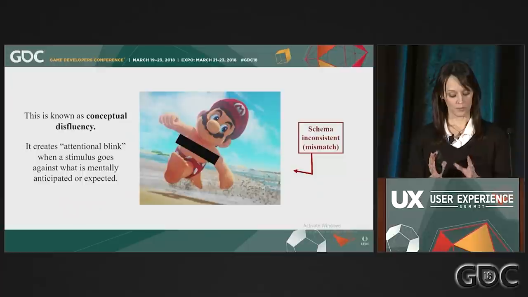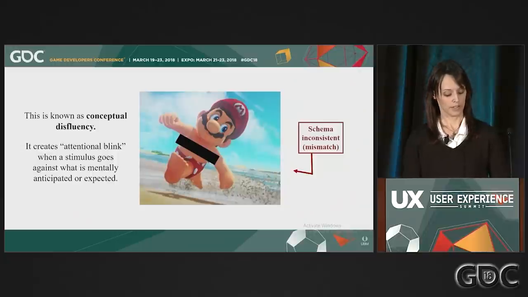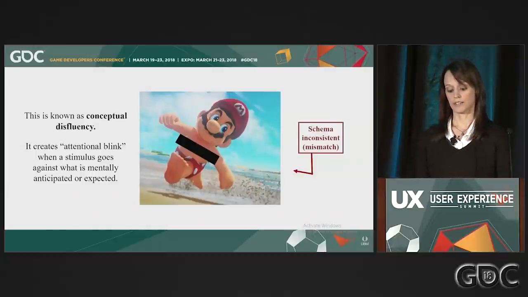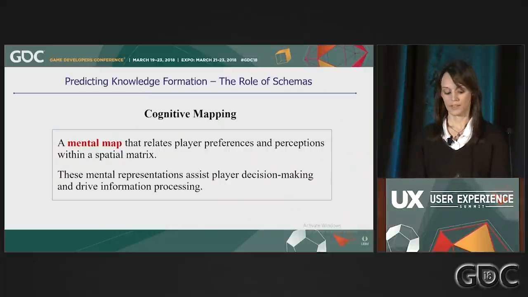And attentional blink shifts our thinking, oftentimes to a more deliberate and systematic type of thinking. And controlled analytical evaluation oftentimes will require consideration. We can move from automatic processing to something else. Now, science also shows us that we can predict human attention. So it should be no surprise that there are ways to study knowledge formation through schemas.